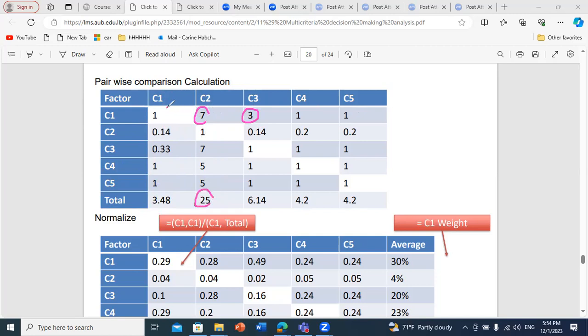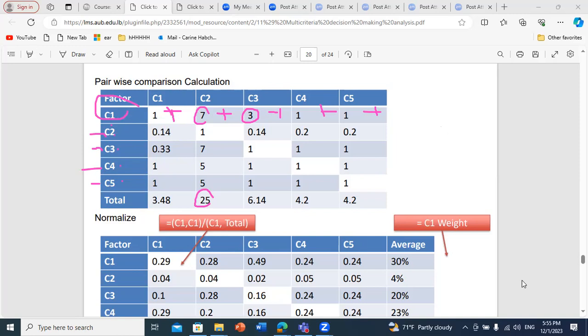But of course, I will not obtain the same weight here and here and here. That's why I can take an average weight for factor C1. The average weight is equal to the weight obtained from the calculation here, plus weight 2, plus weight 3, plus weight 4, plus weight 5, over 5. Okay? And I will do this for the different factors. This will allow me to calculate the weights of C1, C2, C3, C4, and C5.